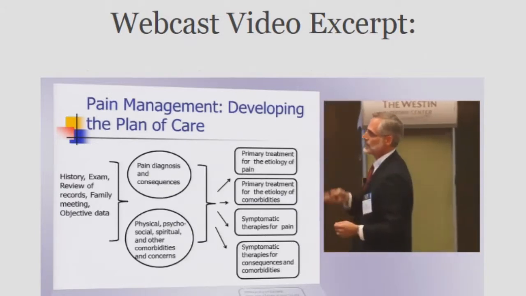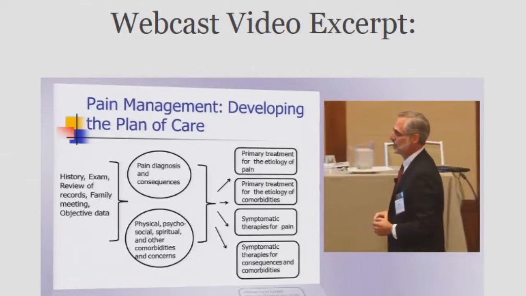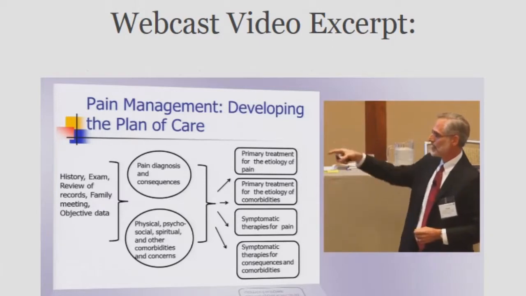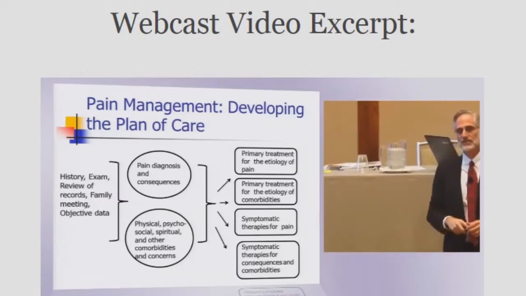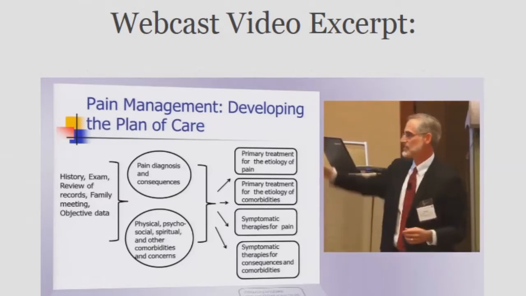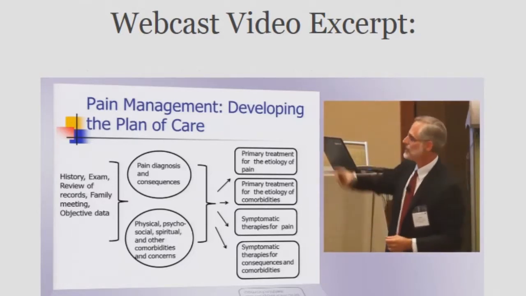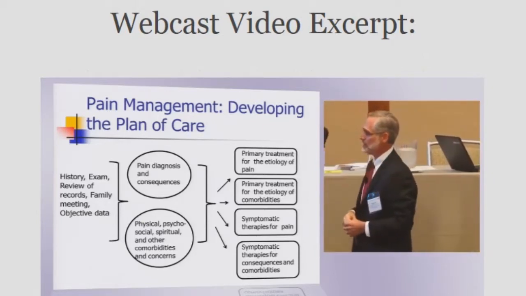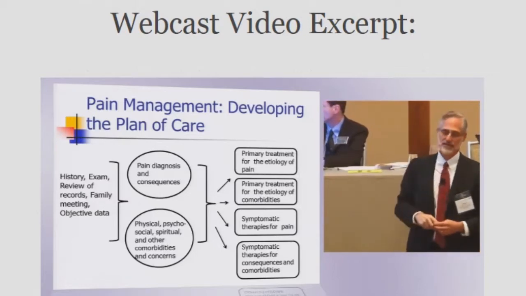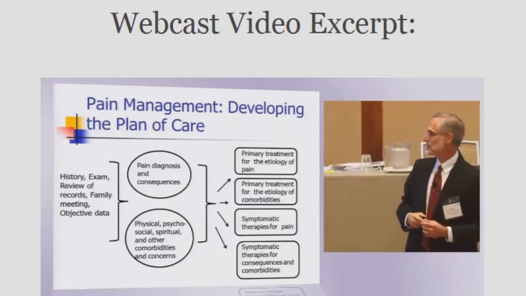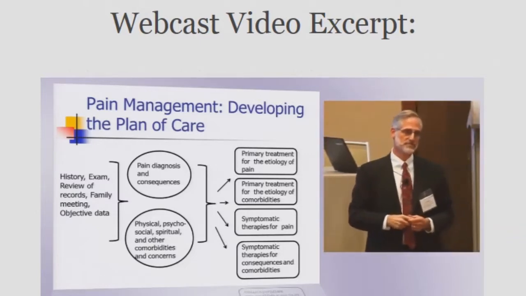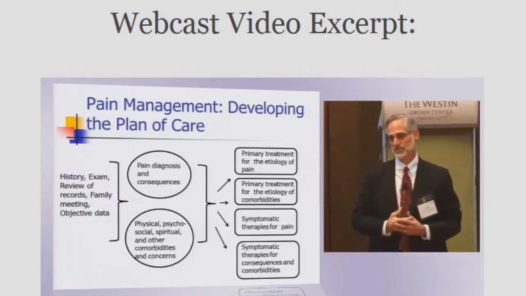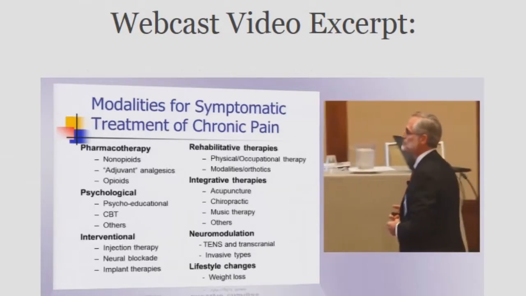And if you do that, you'll end up with an understanding of the pain diagnosis and consequences in the first circle, the top circle, and you'll end up with an understanding of other factors related to the palliative care needs of the patient. That's the lower circle. And then you may be able to offer primary treatment for the etiology of the pain, primary treatment for the etiology of comorbidities, symptomatic therapies for the pain, and symptomatic therapies for the consequences and comorbidities of the pain. And that to me is a part of the plan of care related to symptom distress and other factors.